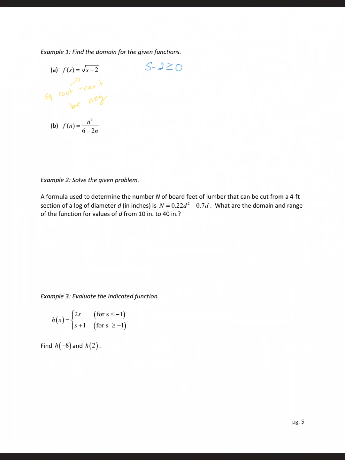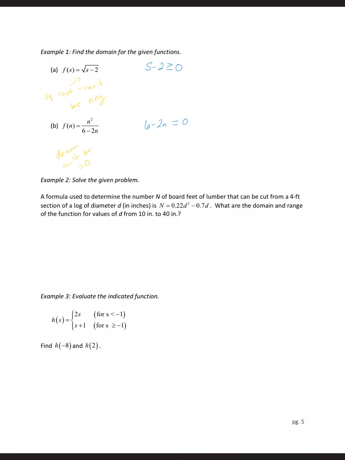And then when we look at example B, okay, we don't have any radicals. We have f of n equals n squared over 6 minus 2n. We are not concerned with this numerator. We just want to focus on the denominator. What do we remember about denominators? We know that denominators can't be equal to 0. So what we have to do is find, if we have the expression 6 minus 2n, what value of n would cause this to be equal to 0.